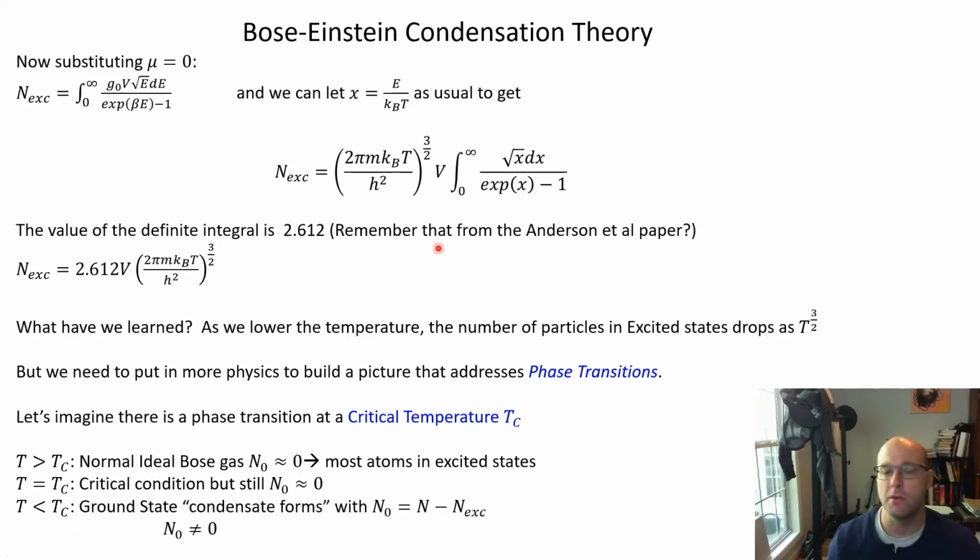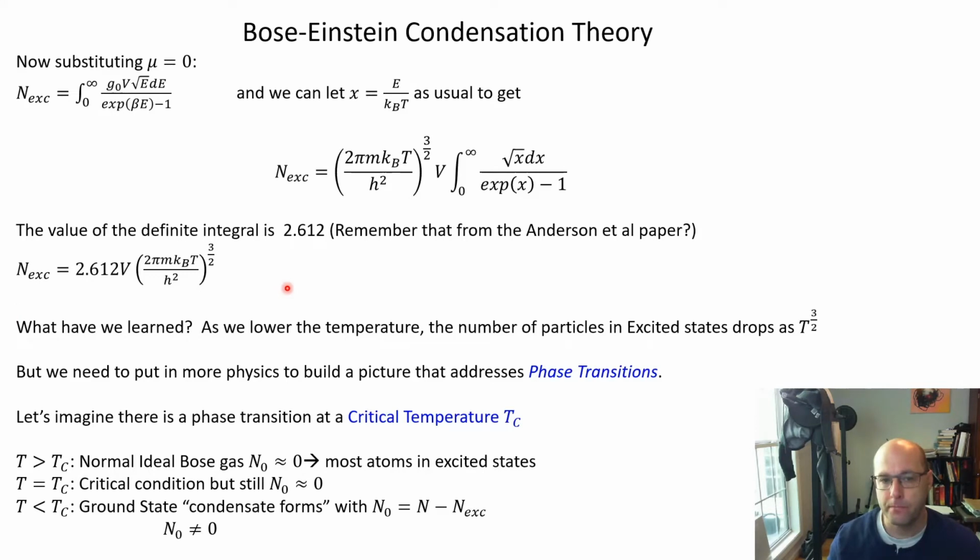That's a number that we talked about in the last slides, somehow related to the density of Bose-Einstein condensates from the Anderson and others paper. So if you just plug it all in, you get that the number of excited states is 2.612 times the volume of the gas times (2 pi m kB T over h squared) all raised to the 3/2 power.